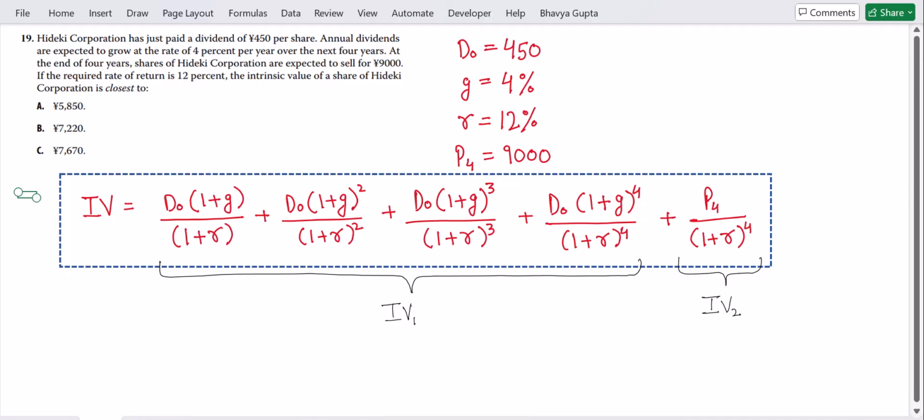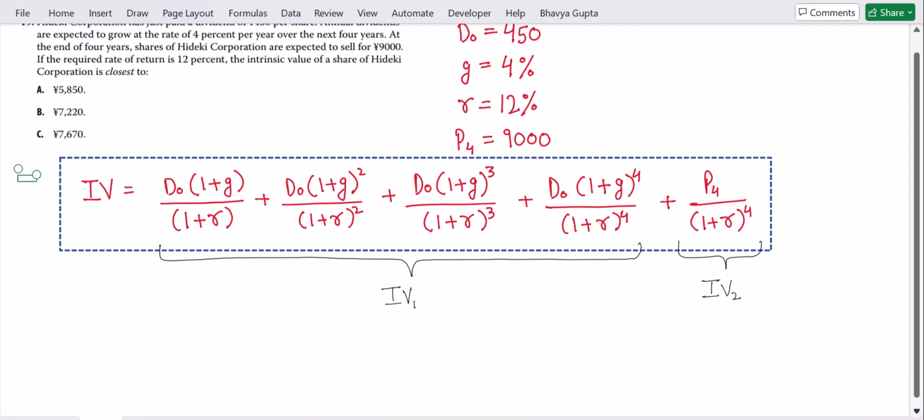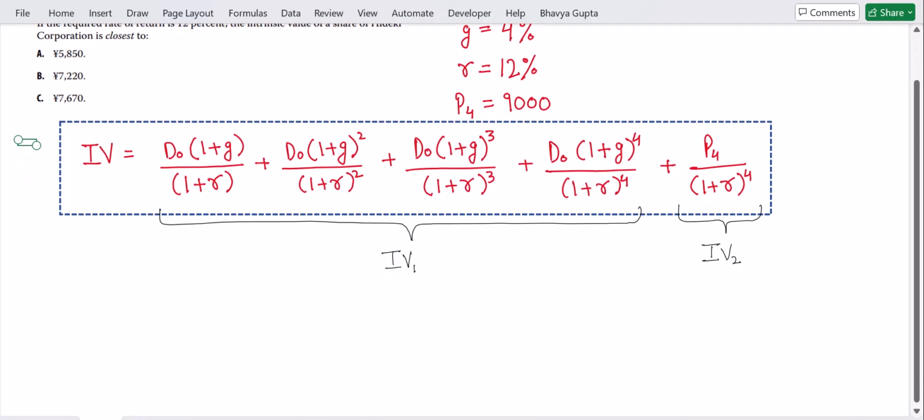We know that the intrinsic value is the present value of all the future benefits. What are the future benefits? Future benefits are the dividends received in the future and the price we will get at the end of the 4th year. We have to discount all these benefits and get the price of the share today. So we have this equation here which says that IV equals D0, right? This will be the dividend for the first year, which will be D0 times (1 plus g). Dividend for the second year will be D0 times (1 plus g) squared and so on. And each year they are discounted by the factor (1 plus r).